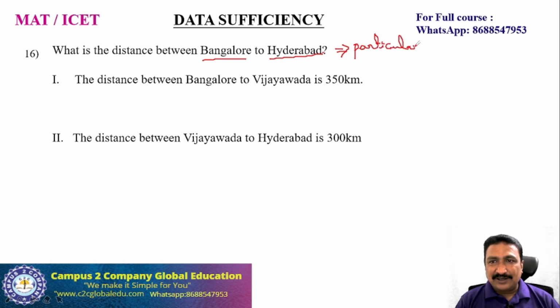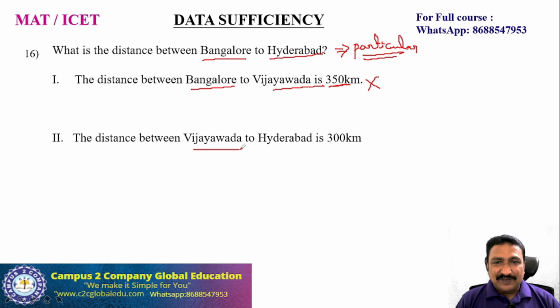We should not say different answer. Now look at the first statement. The distance between Bangalore to Vijayawada is 350 km. So this one we cannot say. Why? Because we want from Bangalore to Hyderabad. So first statement is not sufficient, so we can eliminate.